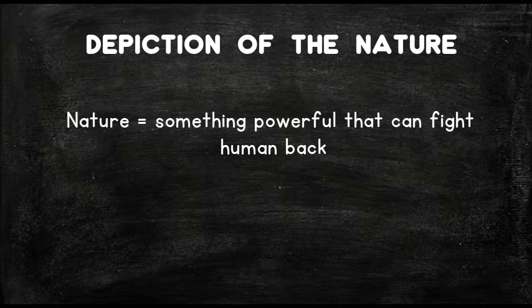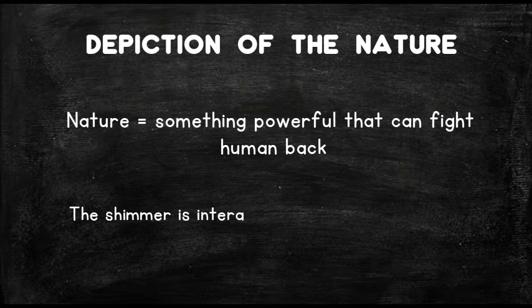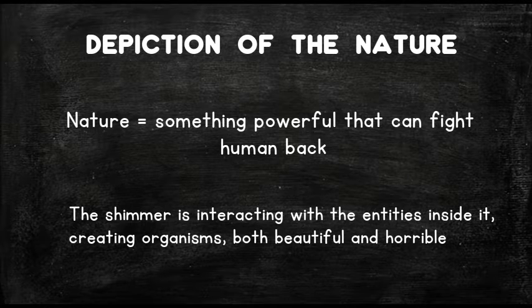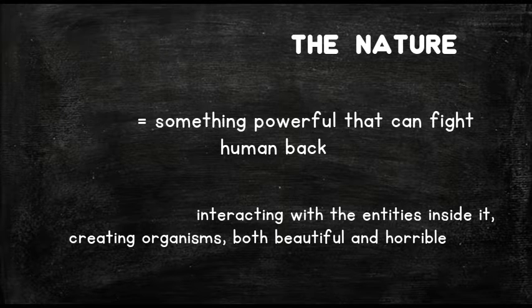This process has been a death sentence for all who have entered Area X, save for Kane and, as we know from flash-forwards, Lena. The Shimmer is interacting with the entities inside it, crafting organisms both beautiful and horrible. While, in the context of the film, it's a frightening obstacle, that is the nature of mutation.